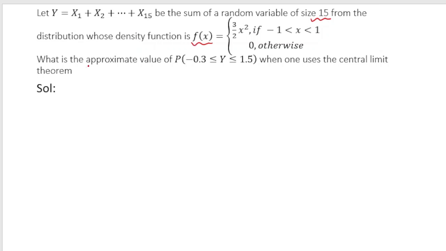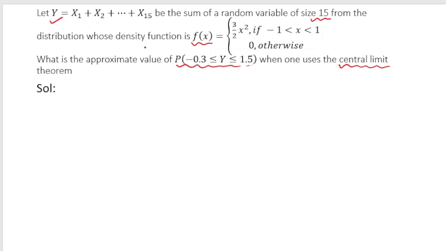What is the approximate value of this probability that Y, this random variable, which is the sum of the random variables X1 up to X15? So what is the approximate value of this probability? And what we have to do is use the central limit theorem.